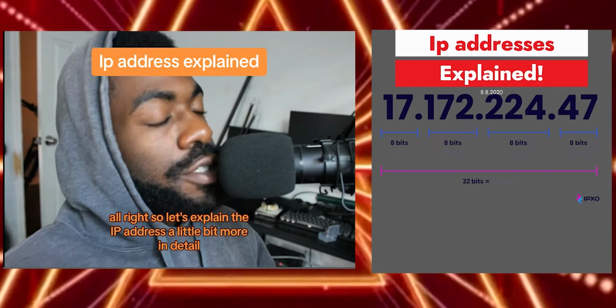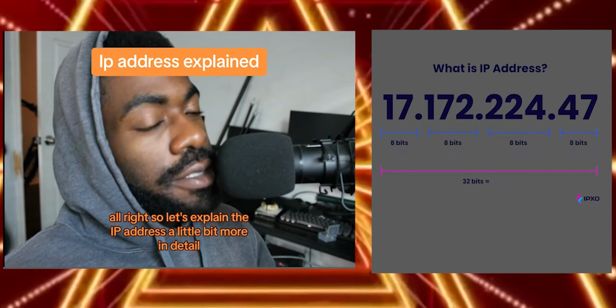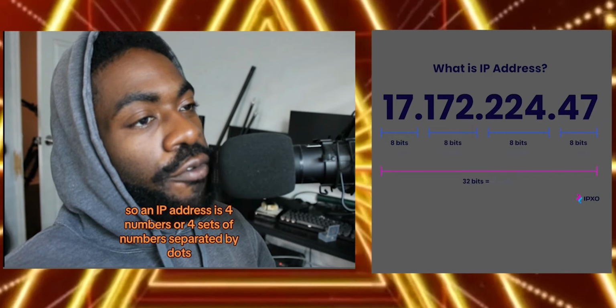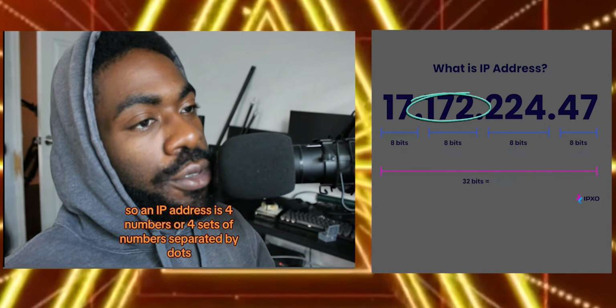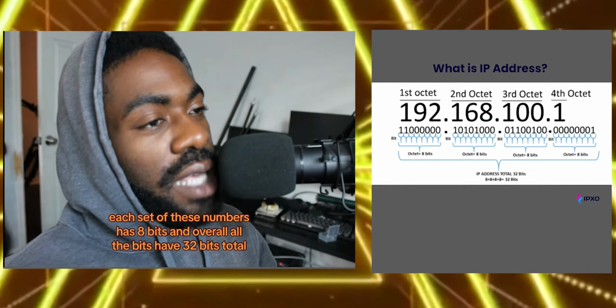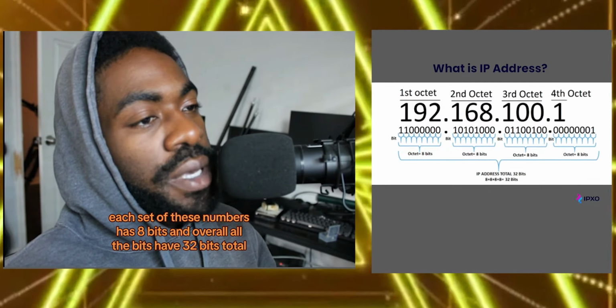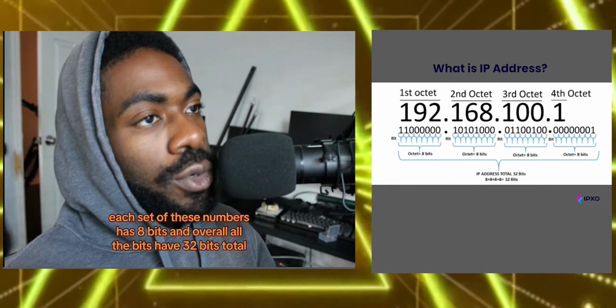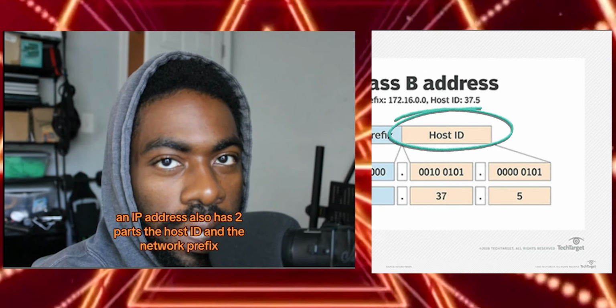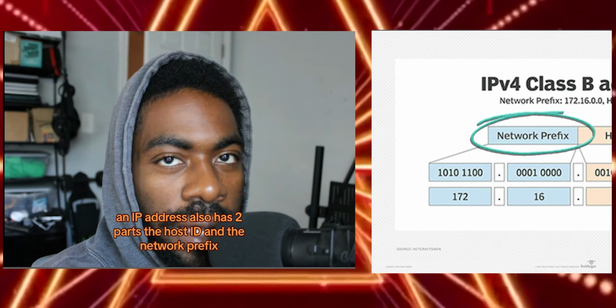All right, so let's explain the IP address a little bit more in detail. So an IP address is four numbers or four sets of numbers separated by dots. Each set of these numbers has 8 bits, and overall, all the bits have 32 bits total. An IP address also has two parts, the host ID and the network prefix.